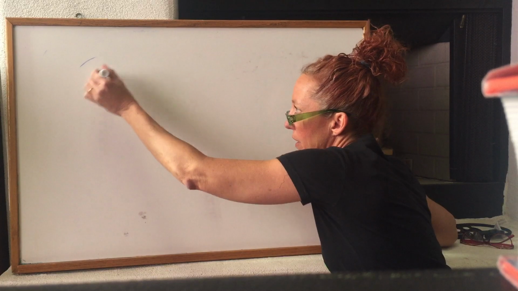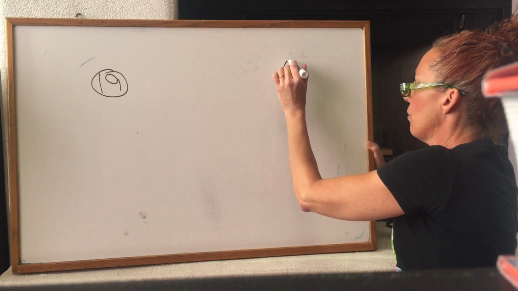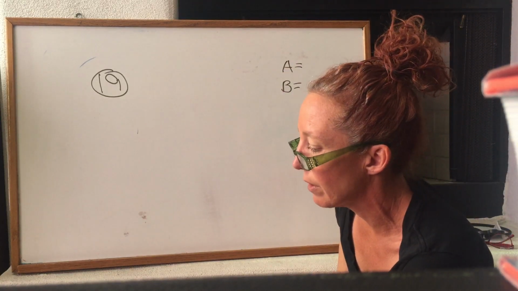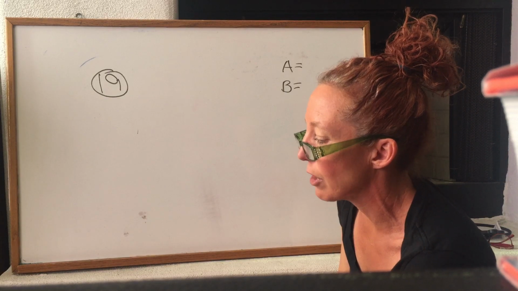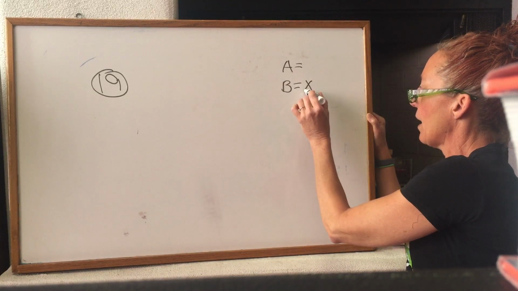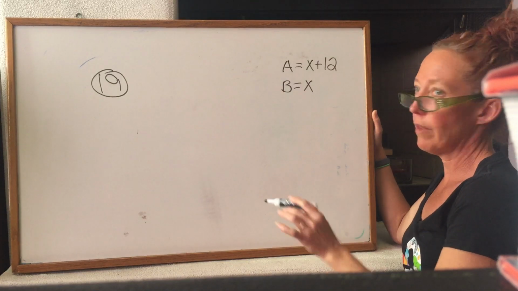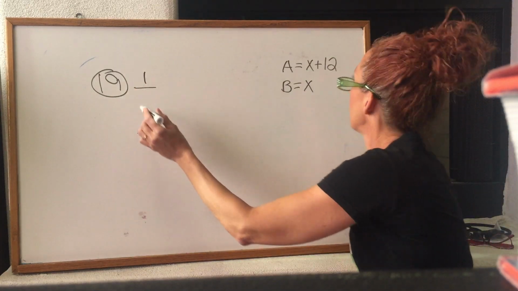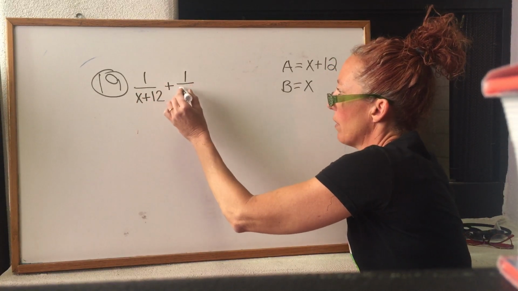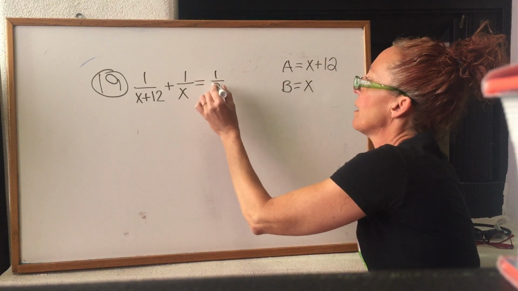So number 19, it takes one 12 hours longer than the other. So one has to be slow, one has to be fast. So let's read it through together. Pump A takes 12 hours longer. So this is the slow one. So make B x, because it's going to take A 12 hours more. And then 1 over x plus 12 plus 1 over x equals, and then it says together they can do it in 8.